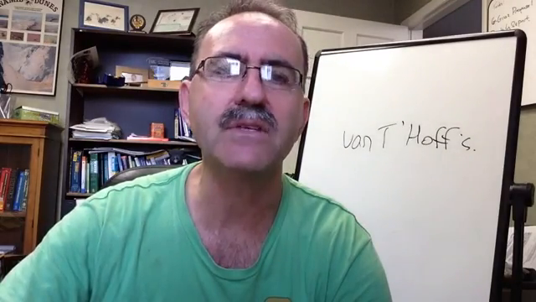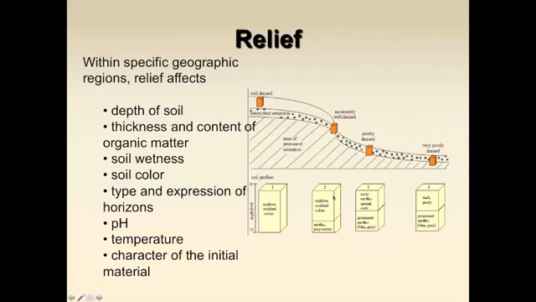What happens as you go down the slope is that you're going to have some oxidized colors, but you're going to have these mottled grays. You're going to have the moderately well-drained soils, but there are going to be some patches that stay wet all the time. And because they stay wet all the time, you're not going to have that opportunity for oxidation.